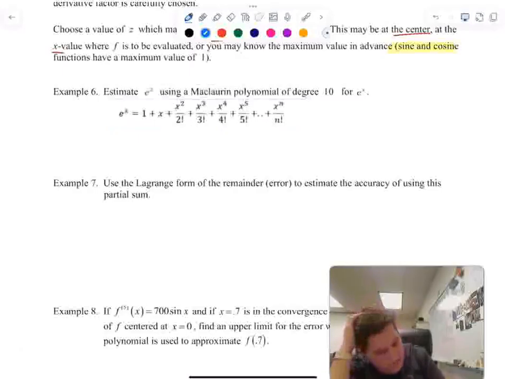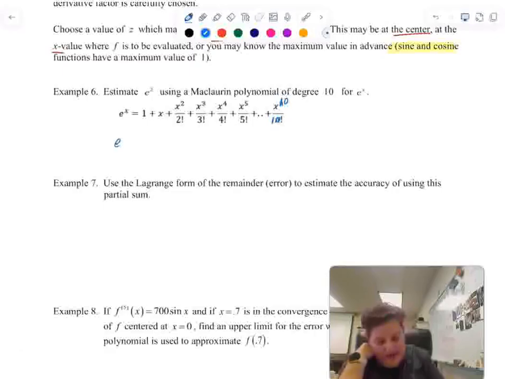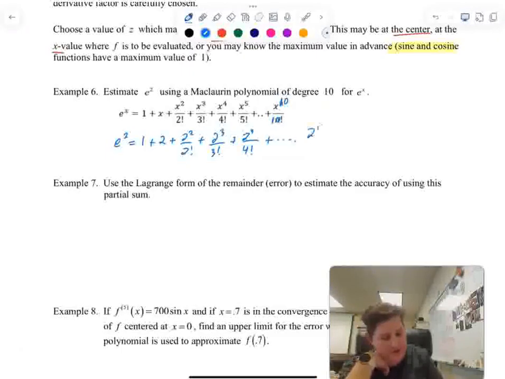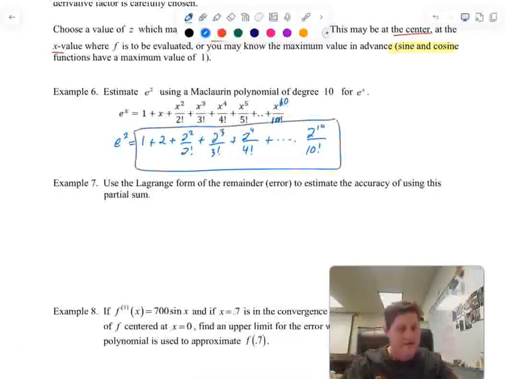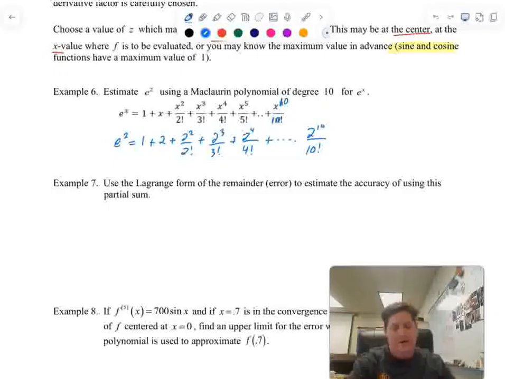Degree 10 means that I need to go up here to x to the 10th over 10 factorial. Now, I am approximating e to the 2. Yes, you actually have to go and do this: 2 to the 3 over 3 factorial, 2 to the 4 over 4 factorial, and we do have to go up to 2 to the 10 over 10 factorial. Now, if you're a really good typer, you can type all that in. Remember, if it's an FRQ, I'm just going like that because I don't have to figure out the decimal. But if it's a multiple choice or if we wanted the decimal, we have to type that in.